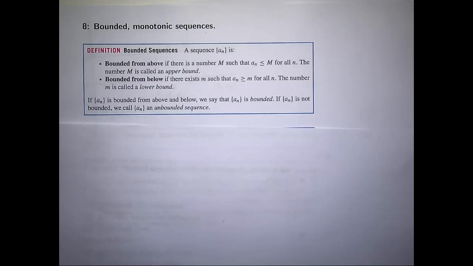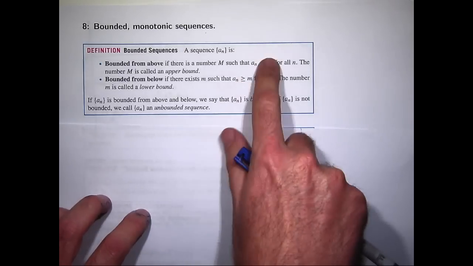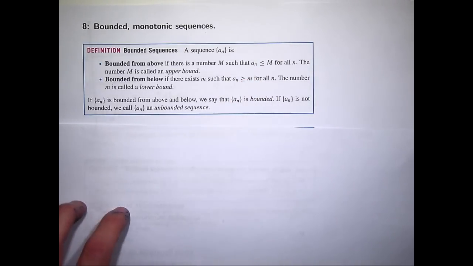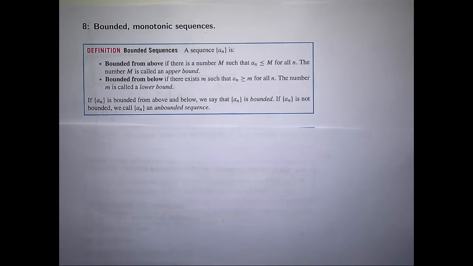Okay, and we call such a bound an upper bound. We can also talk about a sequence being bounded from below, where we just reverse the inequality sign. Okay? And we will refer to little m as a lower bound. Now, if we have the situation where a sequence is bounded from above and below, then we call it a bounded sequence. So let me show you some examples to really give you an idea of what's going on here.